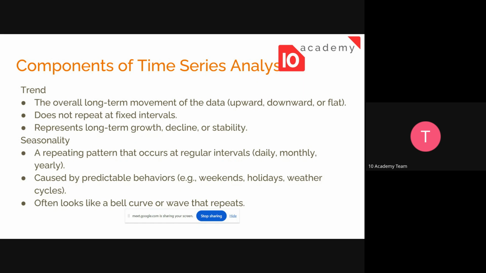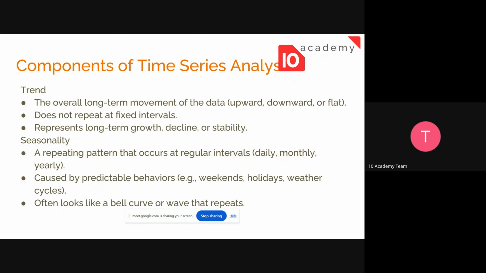So we can understand the data. Another one is seasonality. Seasonality is a repeating pattern that occurs at a regular interval, like daily, monthly, yearly. It's caused by predictable behaviors like weekends, holidays, and weather cycles. So the same example applies to your shop.